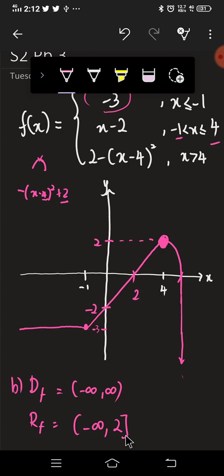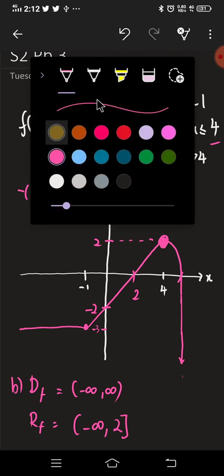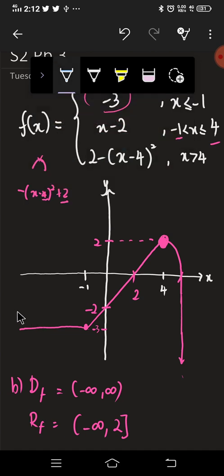And then the last one, the question also asks to determine whether f is a one-to-one function or not. So how to check whether it is a one-to-one function? If we have the graph already, we just need to do the horizontal line test. So does it intersect at 2 points? So we try to look at this. If I sketch the line here, it will intercept at 2 points, here and here.